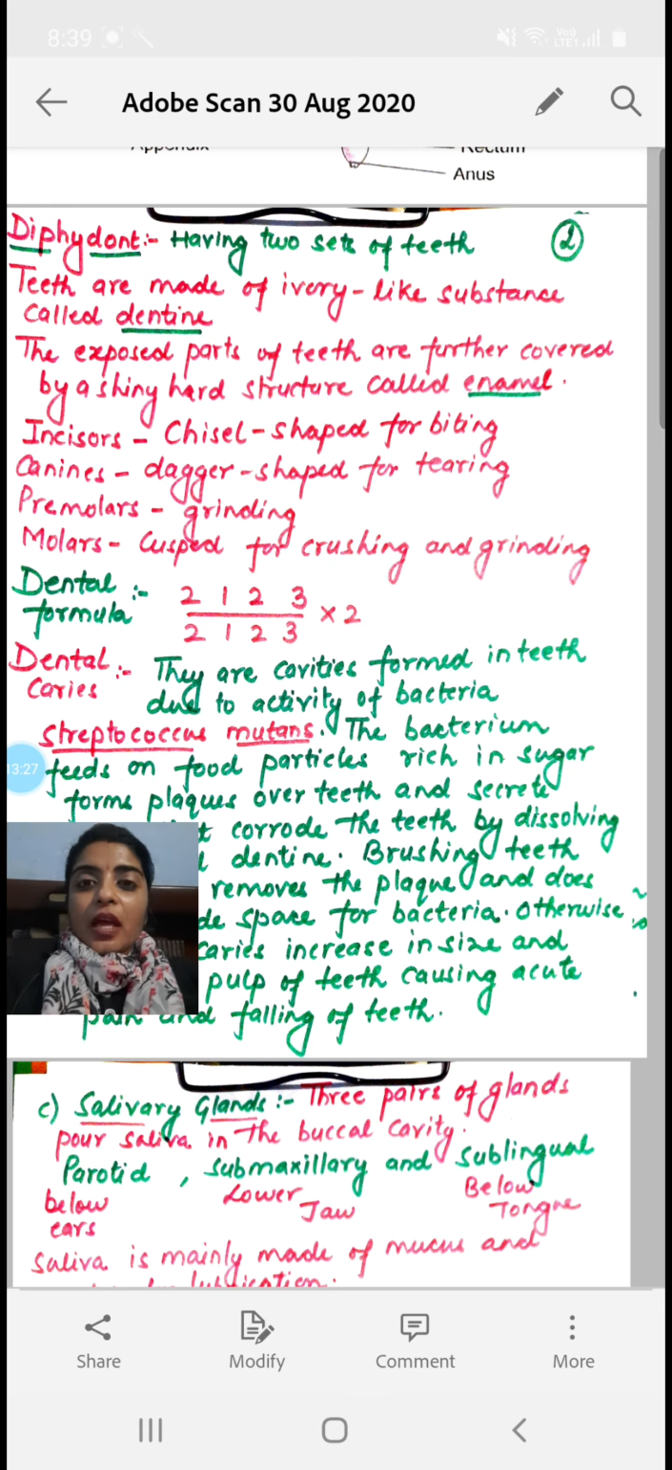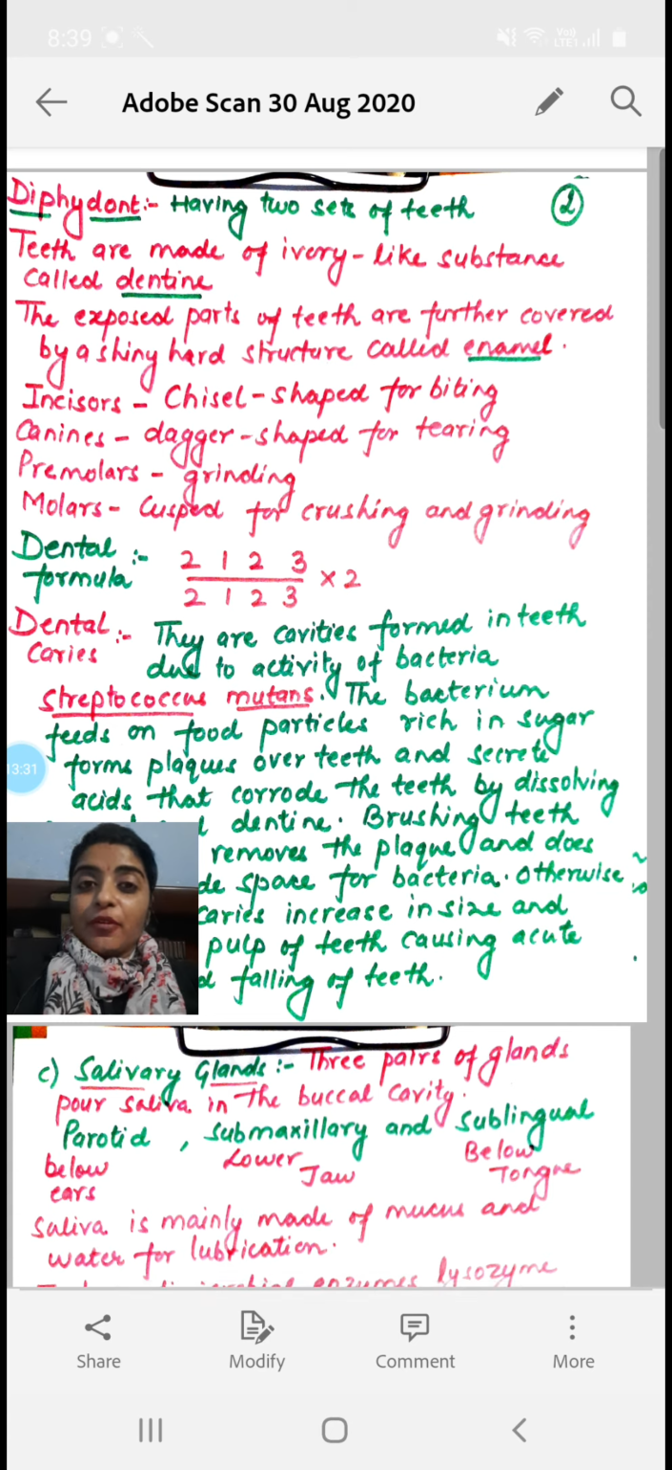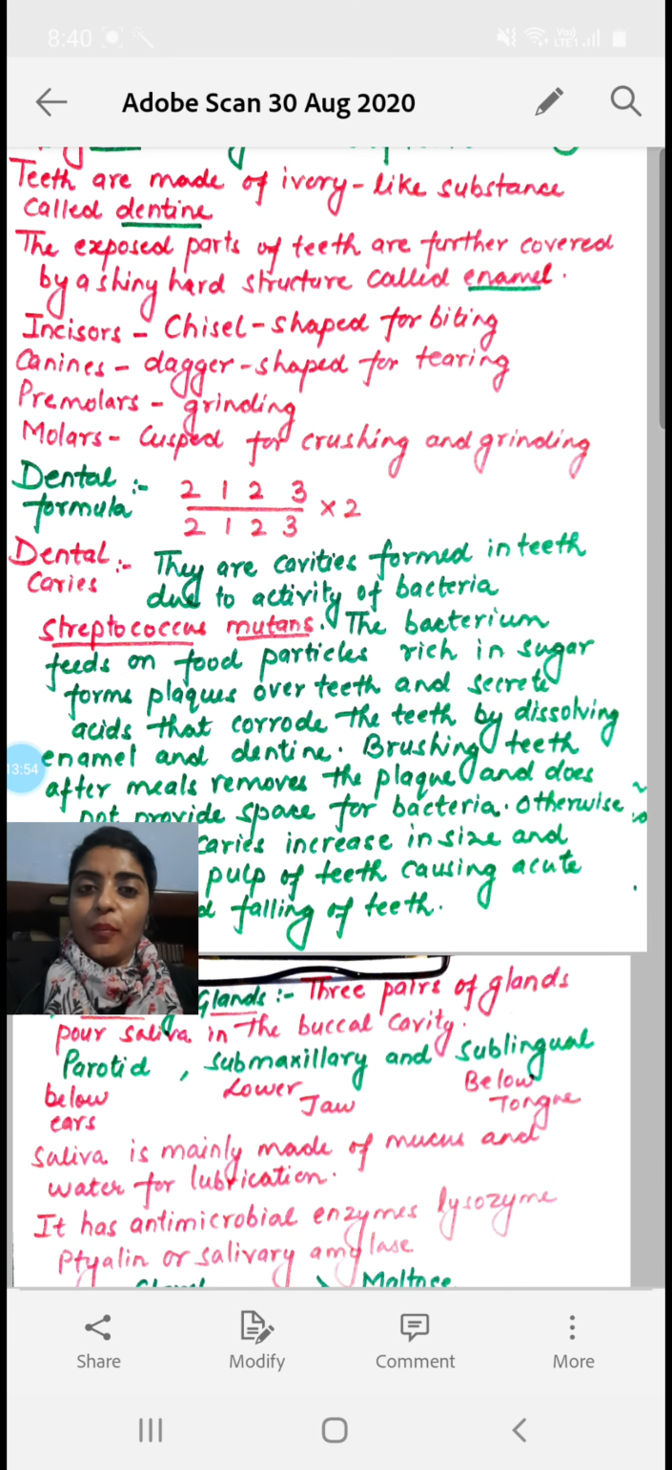Okay, now if we talk about the structure of the teeth, they are made of an ivory-like structure called the dentine. The material by which our teeth are made is called the dentine. Now the exposed part of the teeth is further covered by a shining hard structure called the enamel. This enamel is the hardest structure that is present in our body.